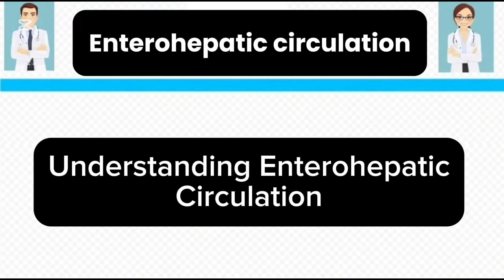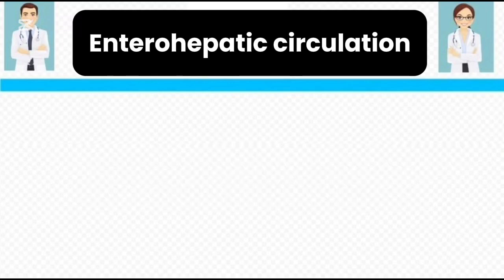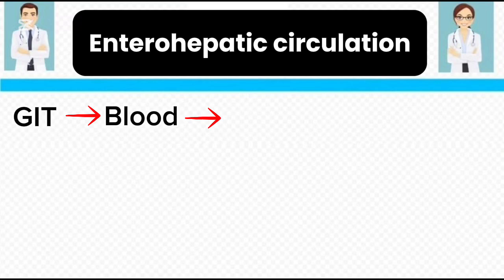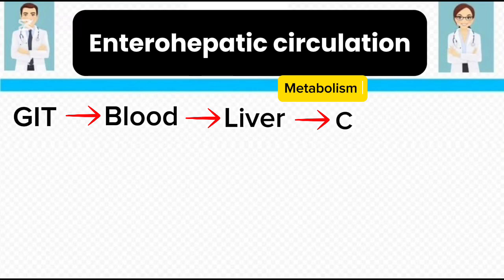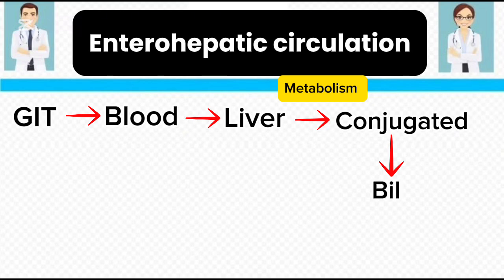In the enterohepatic circulation, the drug is absorbed into the blood from the GIT and appears in the liver, and it is the same as in the normal process: it is metabolized and conjugated. What happens in the enterohepatic circulation is that these conjugated metabolites are excreted into the bile, and from the bile they are again released into the intestine.